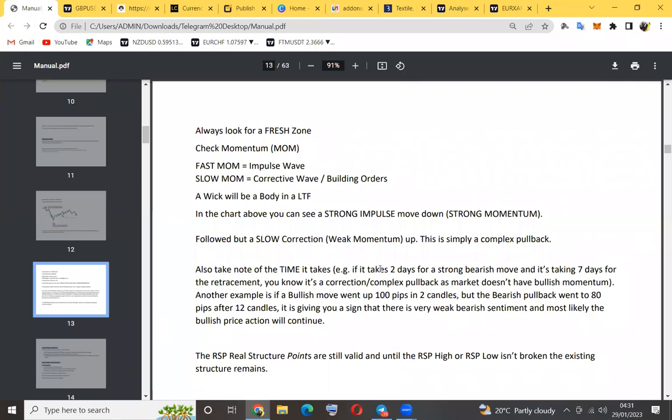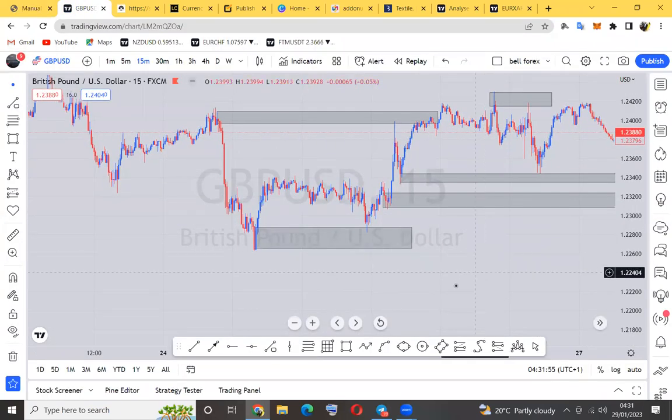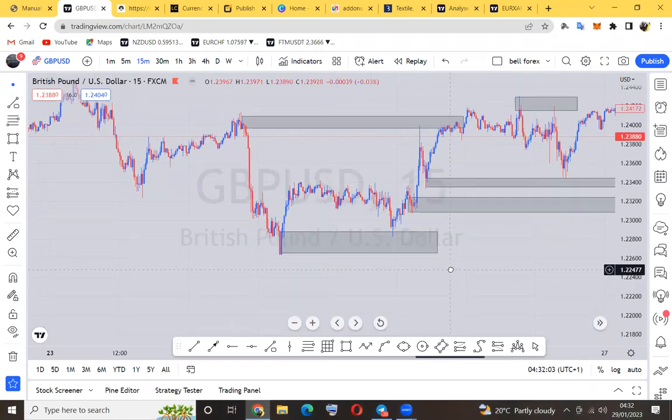So if it takes 2 days for a strong bearish move and it takes 7 days for the retracement, you know it's a correction, a complex pullback, as the market doesn't have bullish momentum. One of the easiest ways to talk about this is a time in which most of the impulses, most of the momentums, always behave.